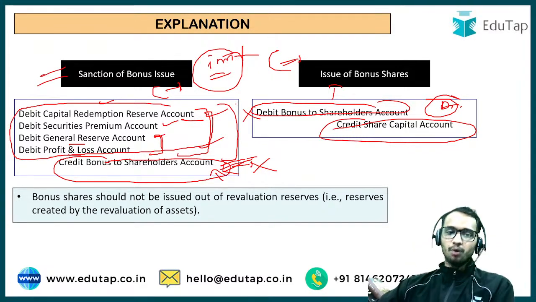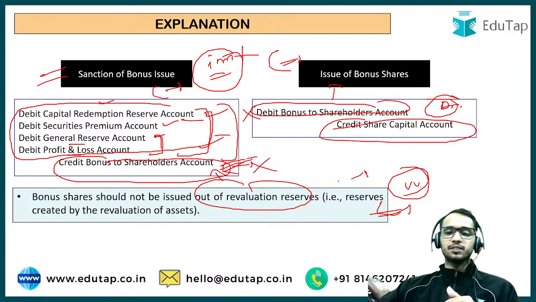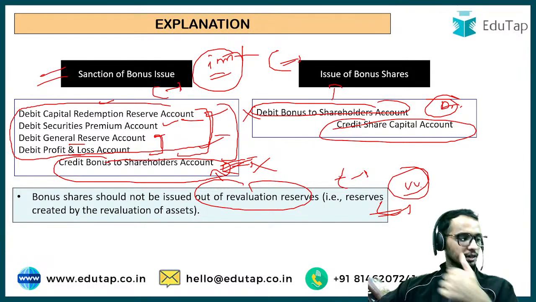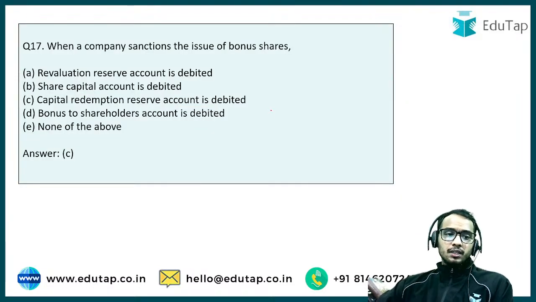Clear? Now, bonus shares should not be issued out of revaluation reserve. Very, very, very important point. Last time this question has been asked from this statement only. Okay, clear everyone? Okay. Now, question number 17, C is the answer. Yeah, we have discussed that.